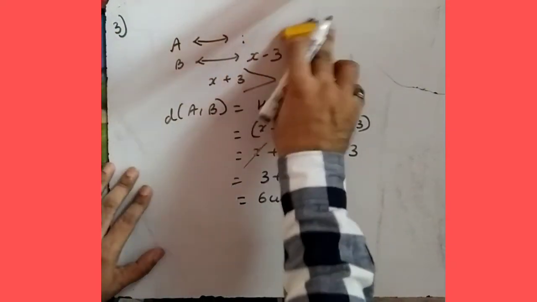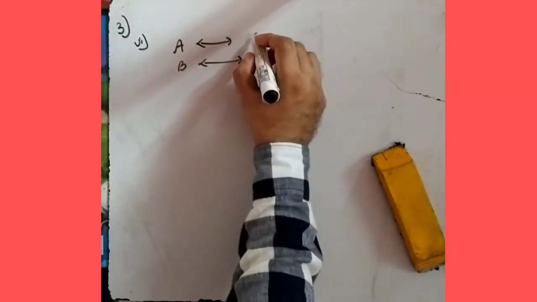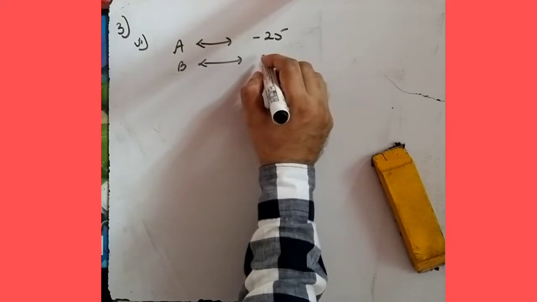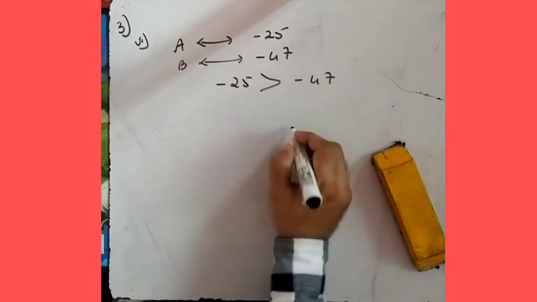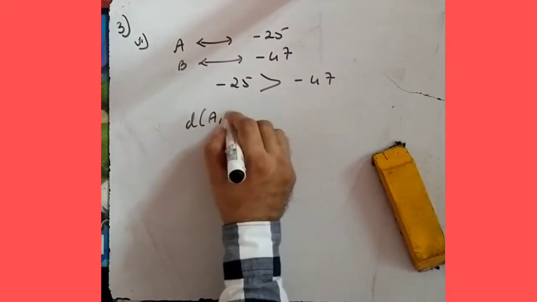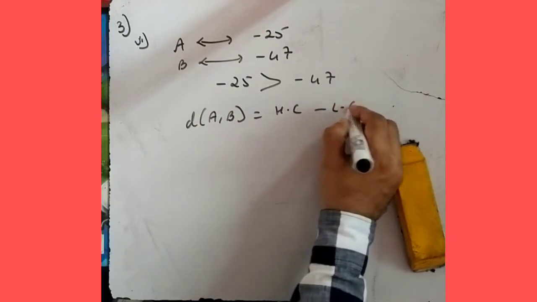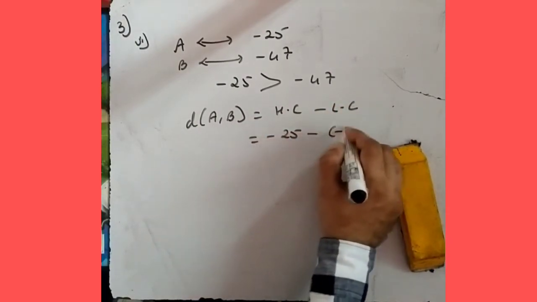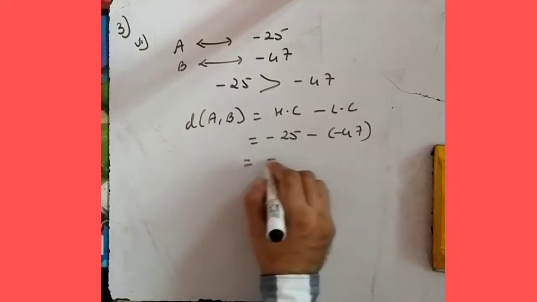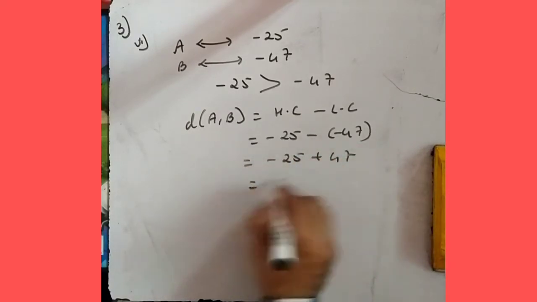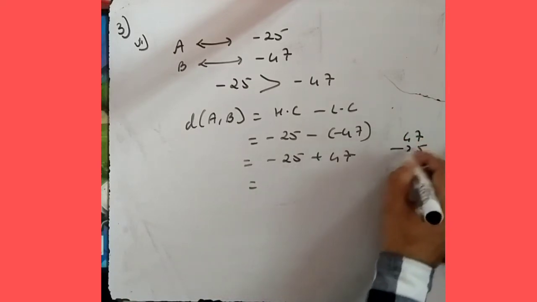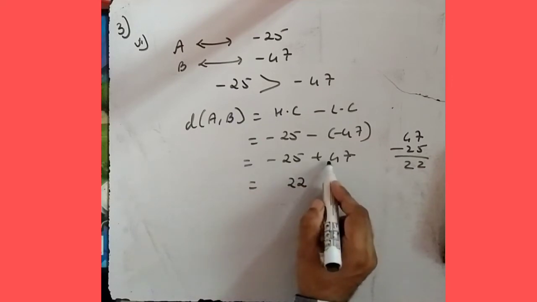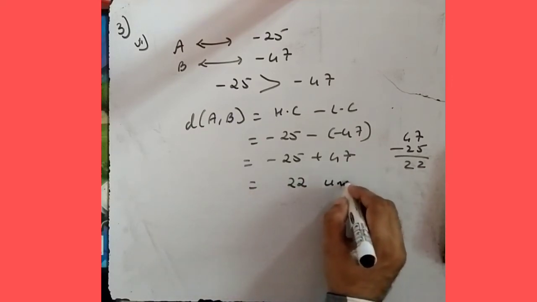In the sixth sum, coordinate of A is given minus 25, coordinate of B is given minus 47. Minus 25 is greater than minus 47. So distance AB, formula higher coordinate minus lower coordinate. Minus 25 minus minus 47, minus 25 plus 47. Minus plus minus. 47 minus 25 will become 22. Put the sign of bigger number, plus 22 units.